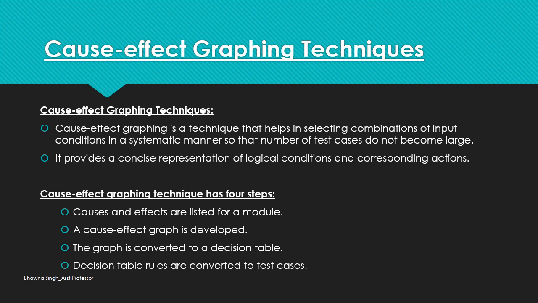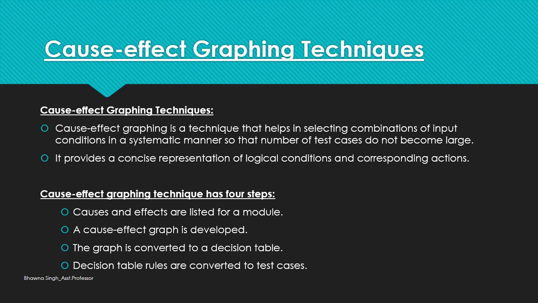First of all, the causes and effects, that means all the inputs, outputs and results, are listed for a module, and on that basis a cause effect graph is developed. That means the relationships between these results and the factors that are influencing them, that is the input and the output, are developed as a graphical relationship. Then the graph is converted into a decision table.